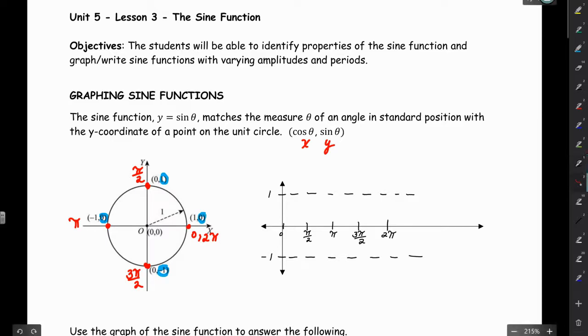So let's take a look at what we have here. At the angle 0, the sine is 0. So we have a point at 0. At pi over 2, the sine is 1. At pi, the sine is 0. At 3 pi over 2, the sine is -1. And at 2 pi, the sine is 0. And now we can sketch that.